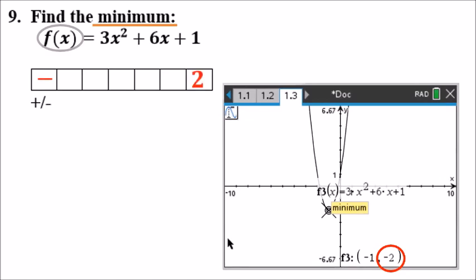Remember, the negative sign has to go in the very front box, but the 2 can go anywhere you want. So this one, I put it at the very end. That's okay, as long as the negative sign is where it belongs.